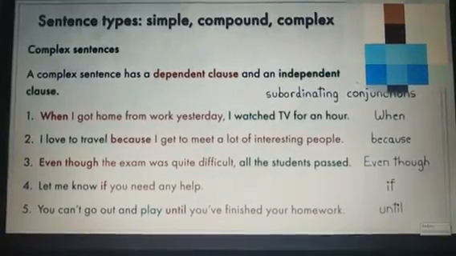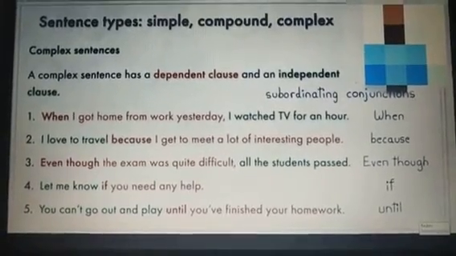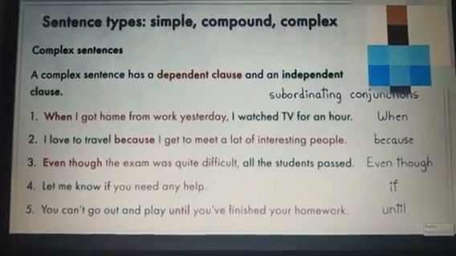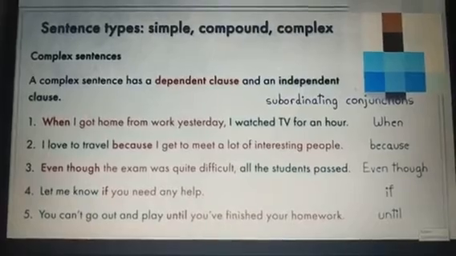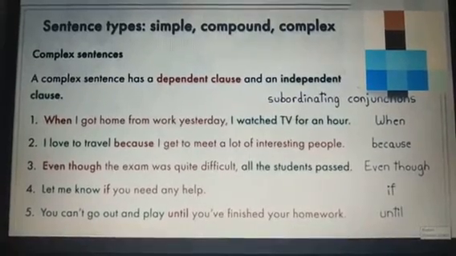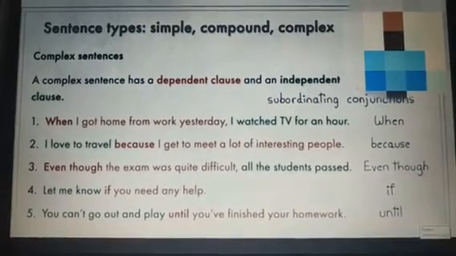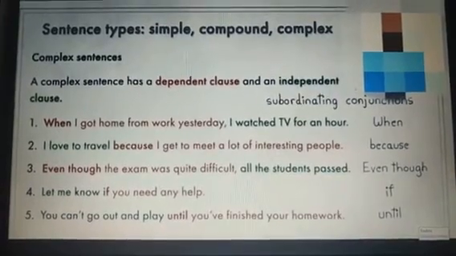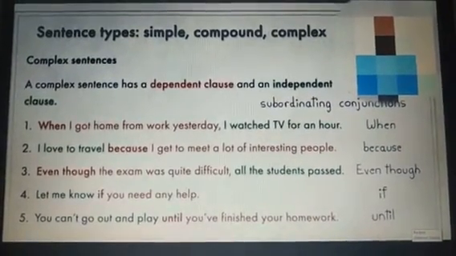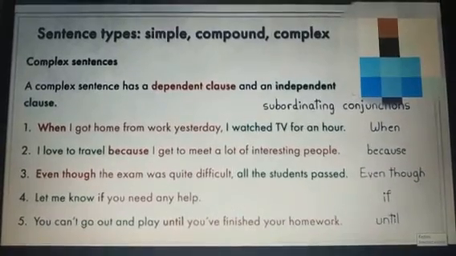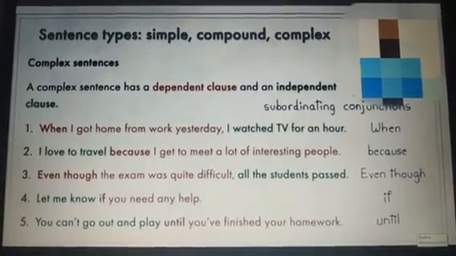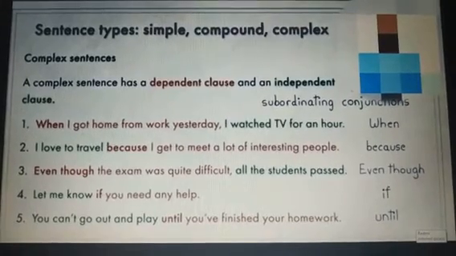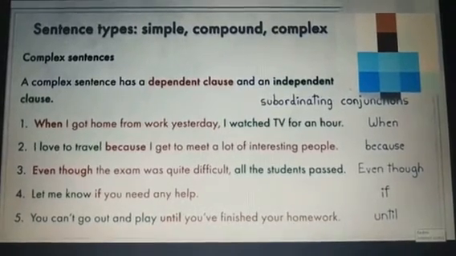There is one more thing I want you to notice here, and that is the use of commas. In sentences 1 and 3, you see there is a comma, but in sentences 2, 4 and 5, there is no comma. And this is because in 1 and 3, the dependent clause comes first. And if it comes first, we put a comma after it, and then we write the independent clause. But in sentences 2, 4 and 5, an independent clause comes first. And if that is the case, we don't put a comma after it.